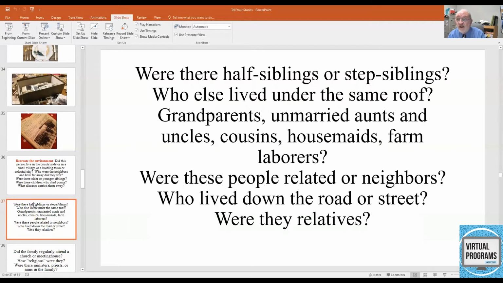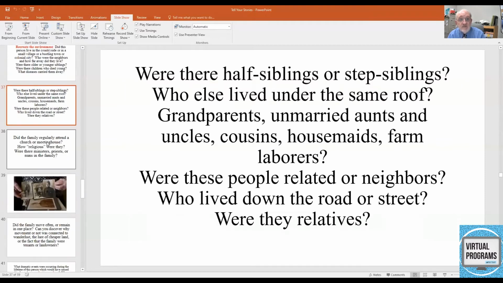Were there half siblings or stepbrothers or sisters? Who else lived under the same roof? Grandparents, unmarried aunts and uncles, cousins, housemaids, farm laborers? Were these people related or were they neighbors? Who lived down the road or street? Were they related somehow?